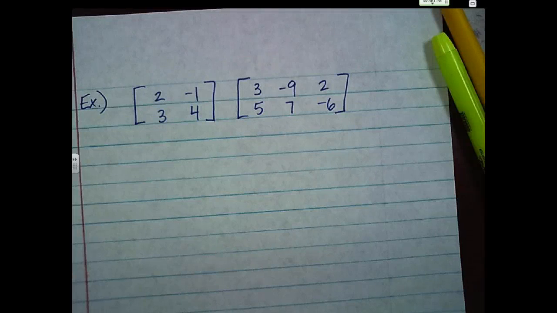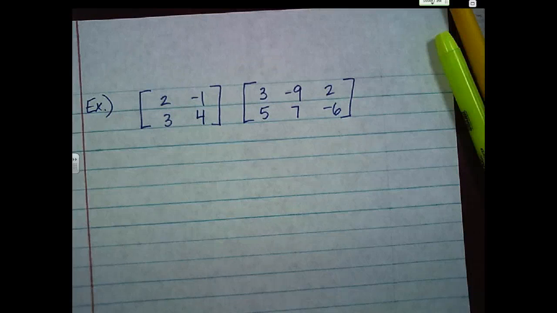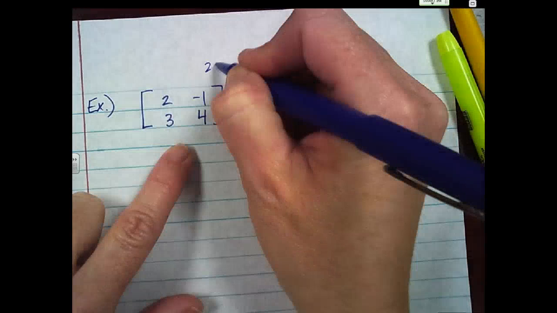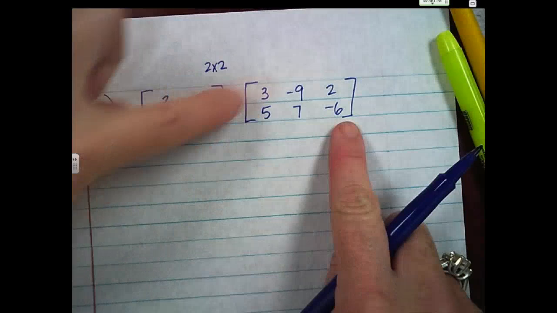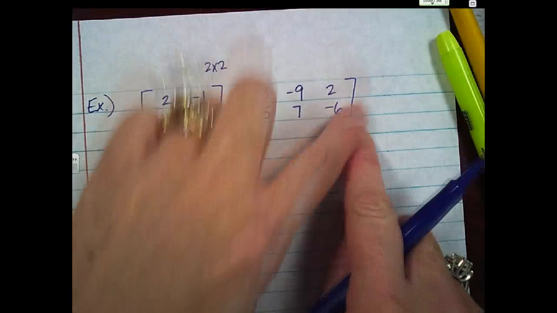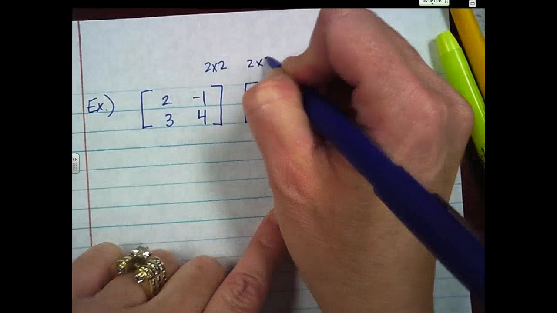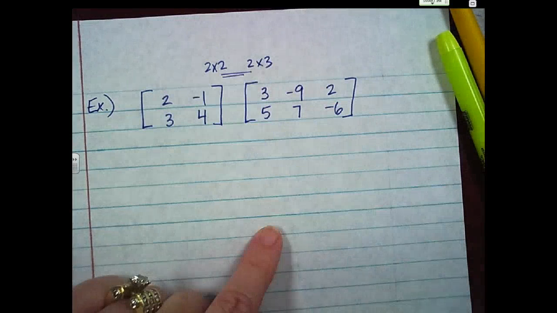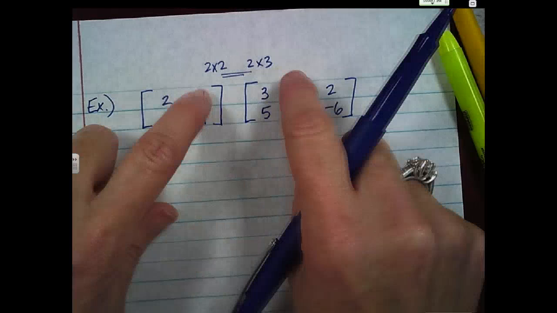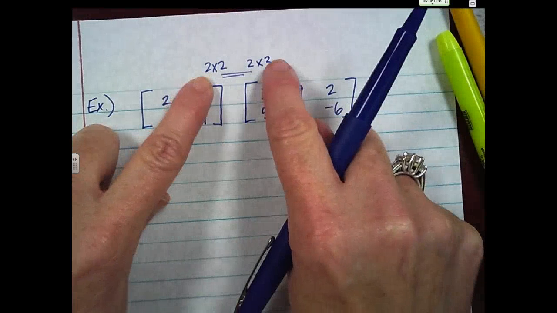Okay, now the first step is to decide if you're even allowed to multiply the matrices together. This is a 2 by 2. And I'm trying to multiply it by, remember it's rows and columns, so 2 rows and 3 columns. I'm multiplying it by a 2 by 3. Does that work? Yes. It works. See the 2 by 2s? And what is it going to give me as an answer? A 2 by what? 3.